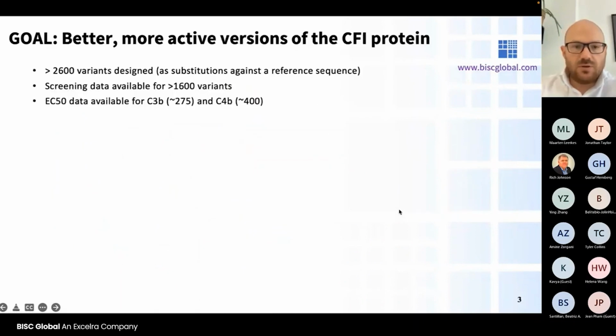First of all, what was given to us is about 2,600 variants, and for some of them we have screening data. Overall, we have AC50 data for the C3b complex, about 275 samples for which we have a measured AC50 activity, and then about 400 samples with measured AC50 activity for the complex of the C4b.